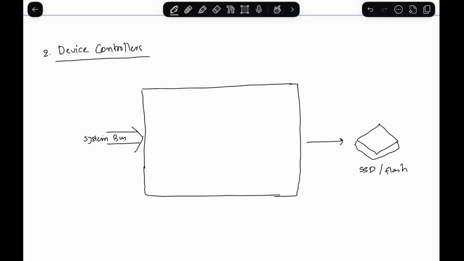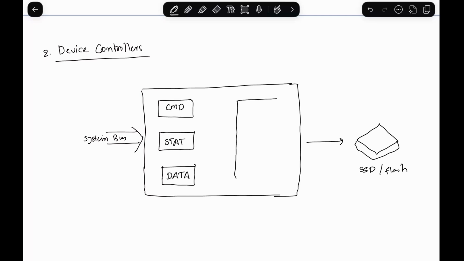Now inside this we'll see one by one what all of this is. CMD, stat, and then this one is the data register. We also have a buffer in here, and apart from this there is the translation logic. So we'll see what all these things are. Let's first draw it.